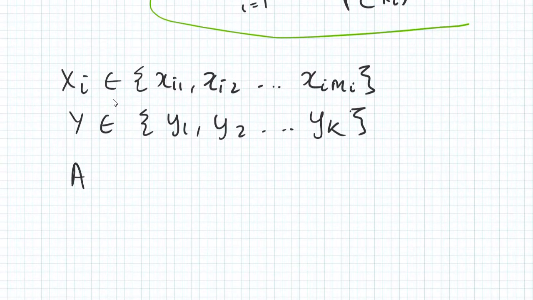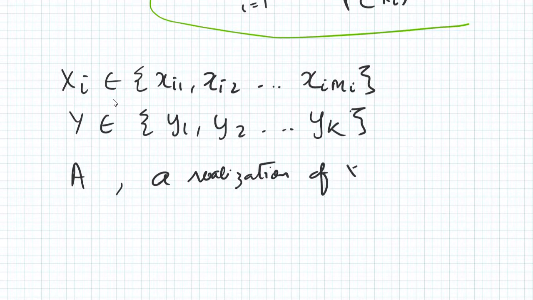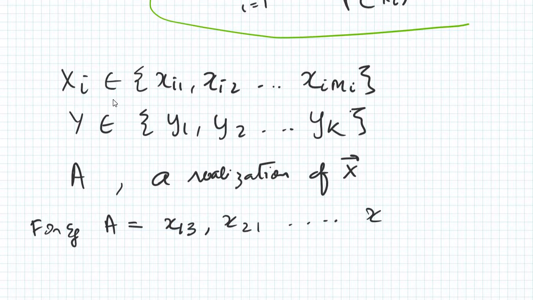And suppose a is just a realization of x, the x vector, which means a will be, for example, a is x1 3, x2 1, up to xd. We have d such components, right?